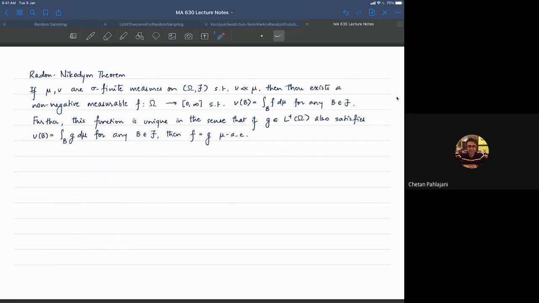All right, so the assumptions are mu and nu are sigma finite measures on (Omega, F). And this is a key thing, non-negotiable: nu is absolutely continuous with respect to mu. If this is true, then there certainly exists a non-negative measurable f taking Omega to [0, infinity), such that nu of any set is obtained by integrating f with respect to mu over that set. And further, this function f is unique in the sense that if you find another function g that does the same trick, then f and g must be the same almost everywhere. Any questions?